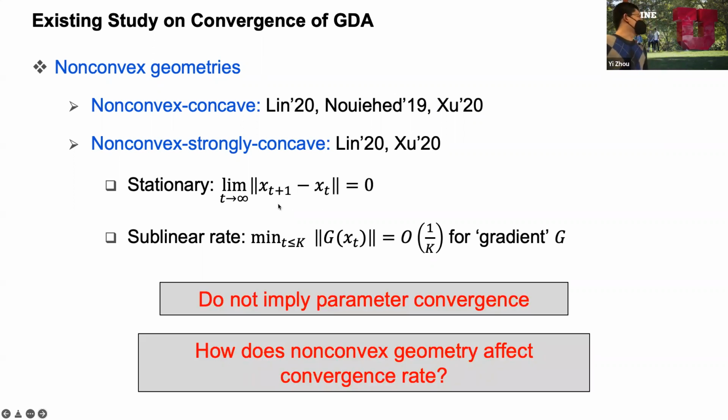However, these convergence results are relatively weak in the sense that they do not imply the convergence of the model parameters. And moreover, there's another question in the non-convex scenario. That is that we are not clear. It is not clear how the local non-convex geometries affect the convergence of this algorithm.